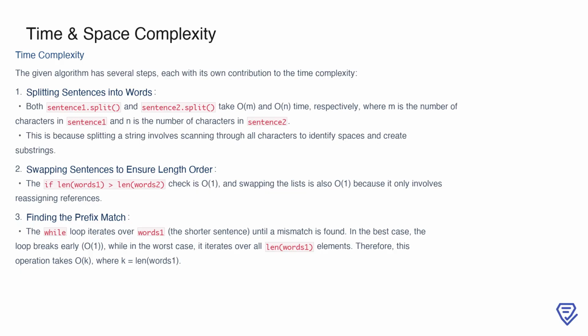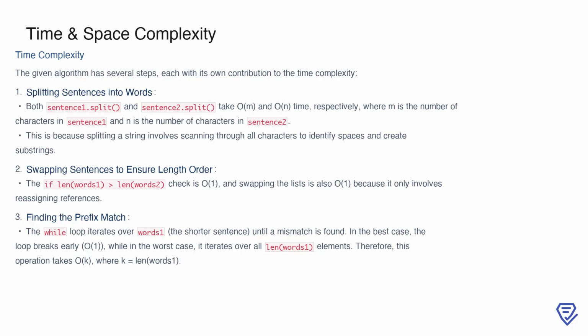In this problem, the time complexity of our algorithm comes from several distinct steps. First, we have the splitting of the two input sentences into word lists using the split function. This process involves scanning through every character in each sentence to identify spaces and create substrings, which gives us a time complexity of O(m) for sentence 1 and O(n) for sentence 2, where m and n are the lengths of the respective sentences.